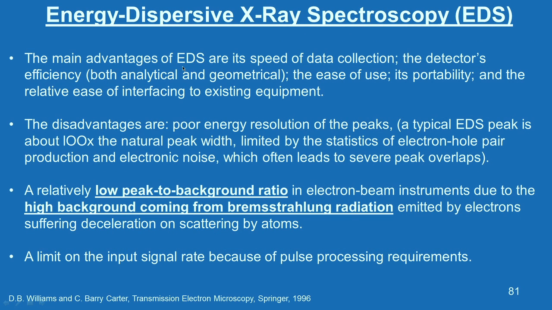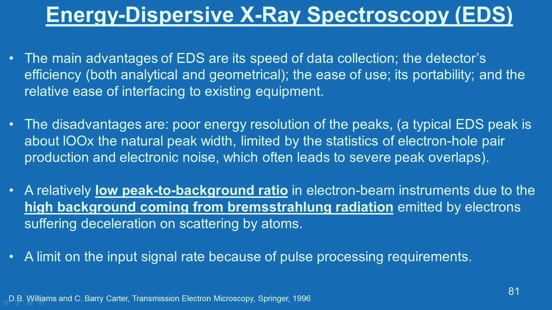The main advantages of EDS are its speed of data collection, the detector's efficiency, both analytical and geometrical, the ease of use, its portability, and the relative ease of interfacing to existing equipment. The disadvantages are poor energy resolution of the peaks. A typical EDS peak is about 100 times the natural peak width, limited by the statistics of electron hole pair production and electronic noise, which often leads to severe peak overlaps.